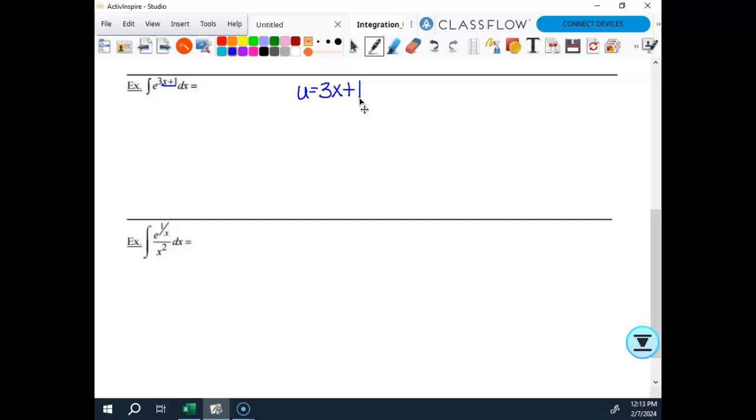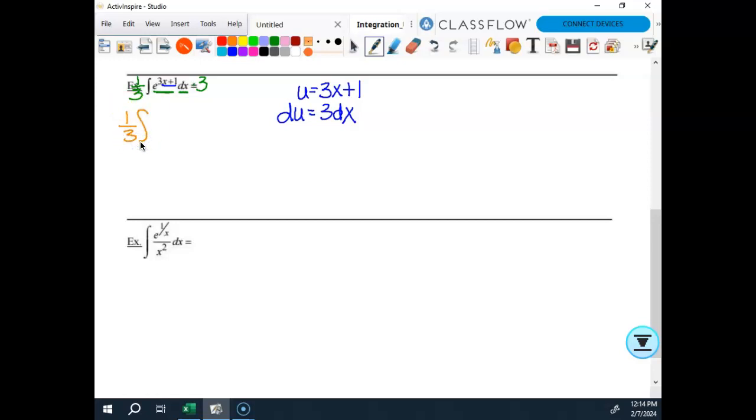Okay. Then what do I do with that? Take the derivative. So du equals what? 3dx. Okay. Now, this will be taken care of with our u stuff. Here's the dx, but what am I missing on the right-hand side? 3. So I'm going to multiply by 3. What goes on the left-hand side? 1/3. Okay. So then I rewrite this as 1/3 times the integral.